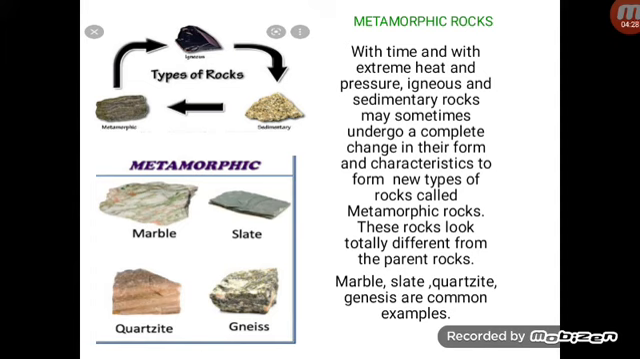So today we have learnt about the three types of rocks and how they are formed: the igneous rocks, the sedimentary rocks and the metamorphic rocks. The next day we are going to move on to the next part of the chapter, that is the rock cycle. Thank you.